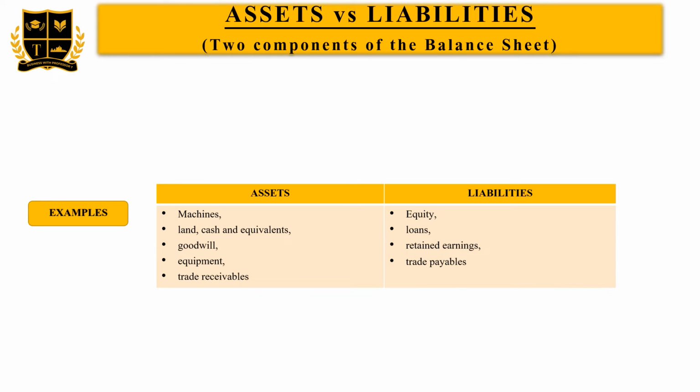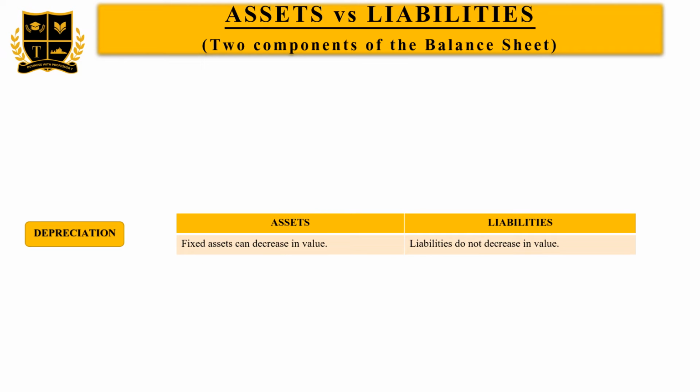Now we know how to define, we know the purpose, and we know the type. It's time to give examples of assets and liabilities. Examples of assets are machines, land, cash and equivalents, goodwill, equipment, trade receivables. And for liabilities, equity, loans, retained earnings, and trade payables. Now we understand what an asset and liability is and the examples of each.